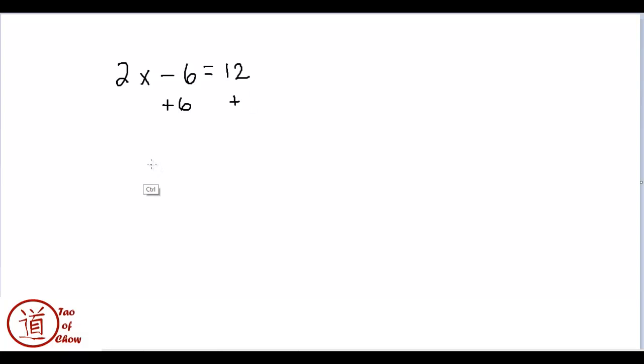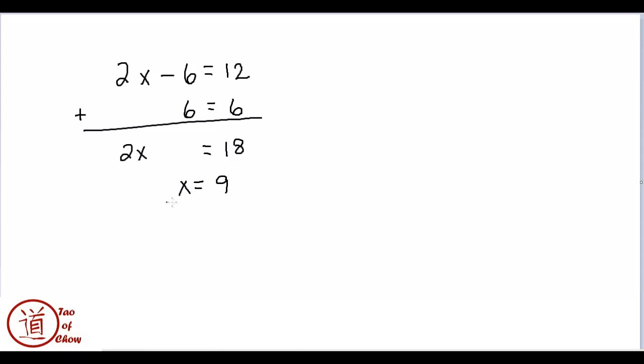Right? But what you're actually doing is creating a system of equations where you're saying 6 equals 6. And then what you've chosen to do is add both of the equations together. So we have 2x minus 6 plus 6, which is 0, is equal to 12 plus 6, which is 18. Then we can divide both sides by 2, and we get x is equal to 9. Right? From the elimination, we got rid of this 6 on the one side. That's actually what you've been doing.